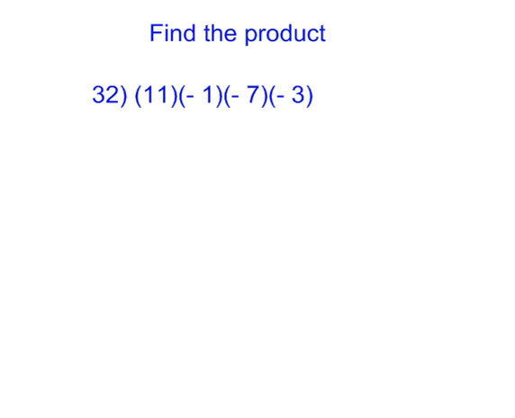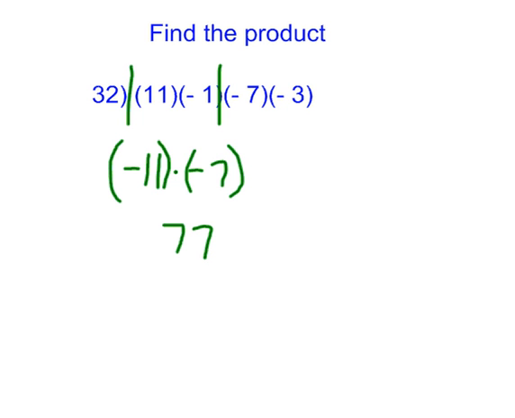32, 11 times a negative 1 times a negative 7 times a negative 3. And we're going to start over here at the left with 11 times a negative 1. 11 positive times a negative is a negative. 1 times 11 would give you a negative 11 times negative 7. A negative 11 times negative 7 would give you a positive 77 times a negative 3. Negative times a positive gives us a negative 231.